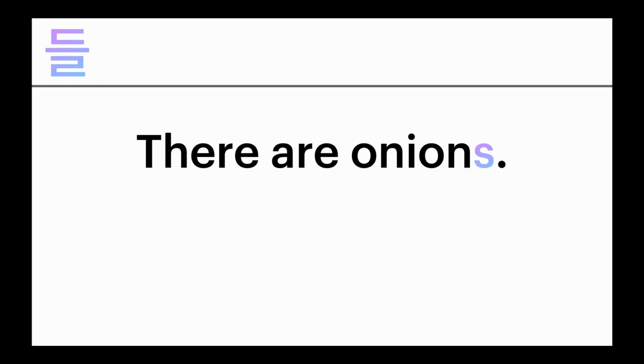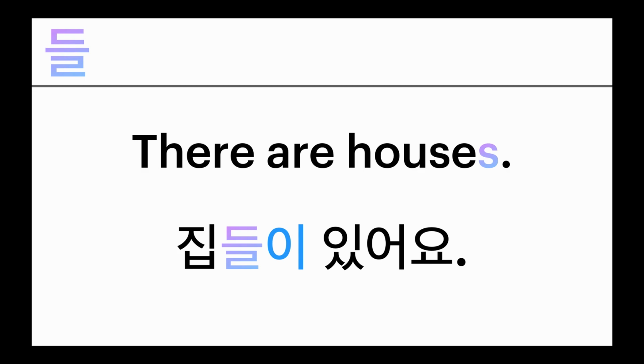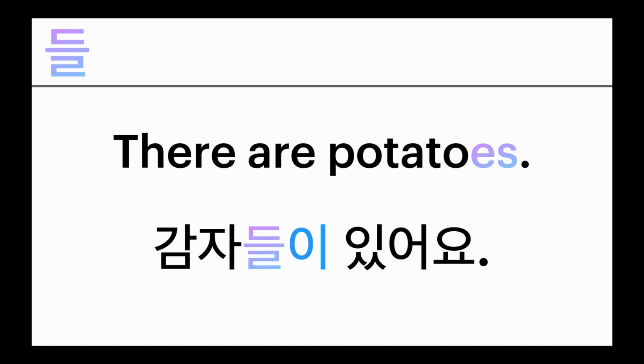There are onions. 양파들이 있어요. There are houses. 집들이 있어요. There are potatoes. 감자들이 있어요. And now let's go ahead and move on to 하고.